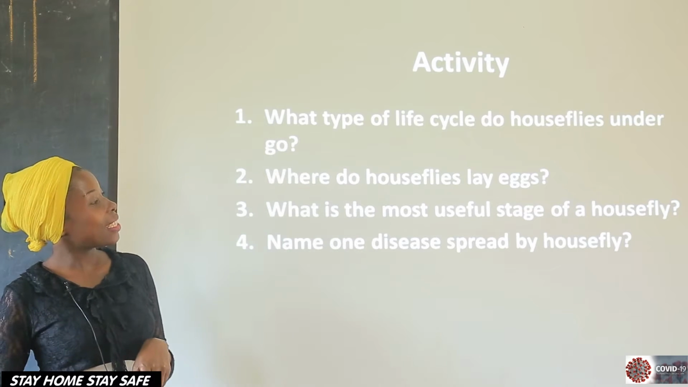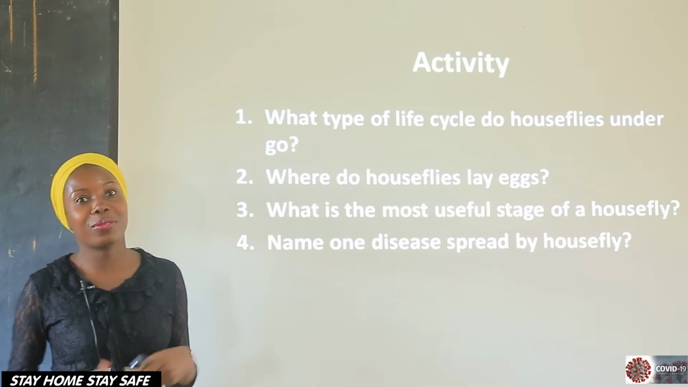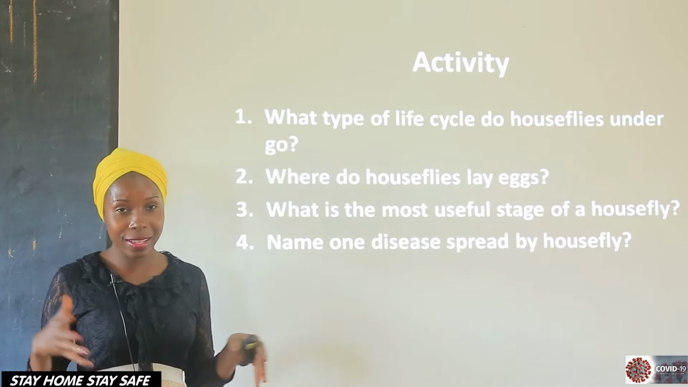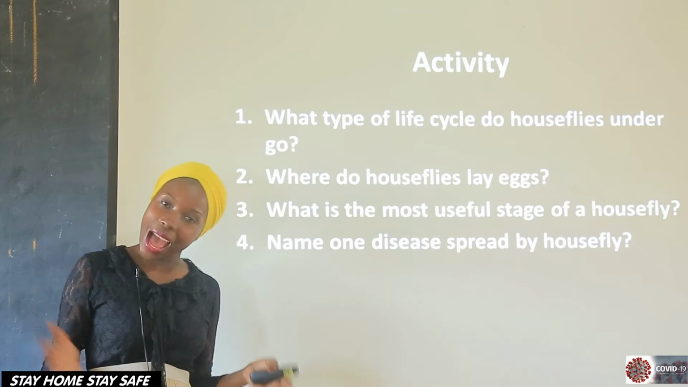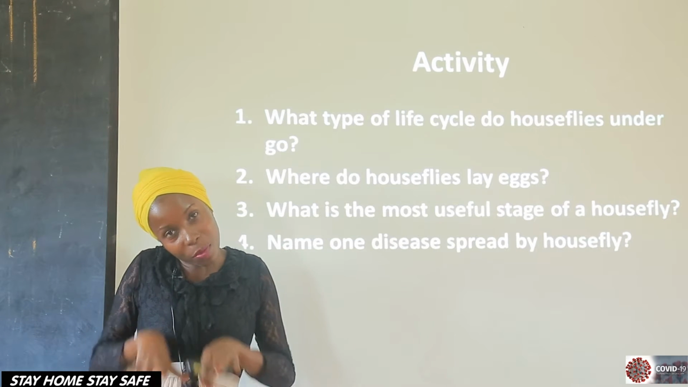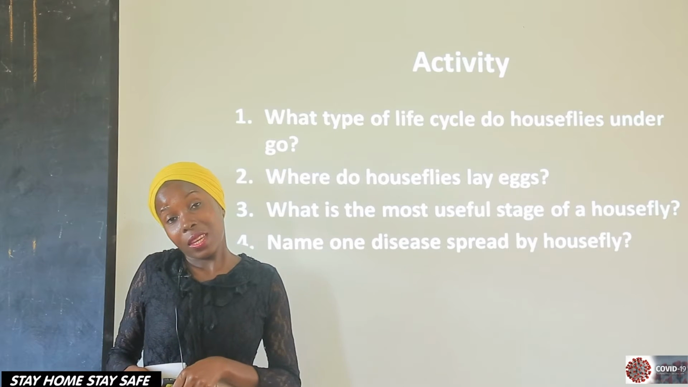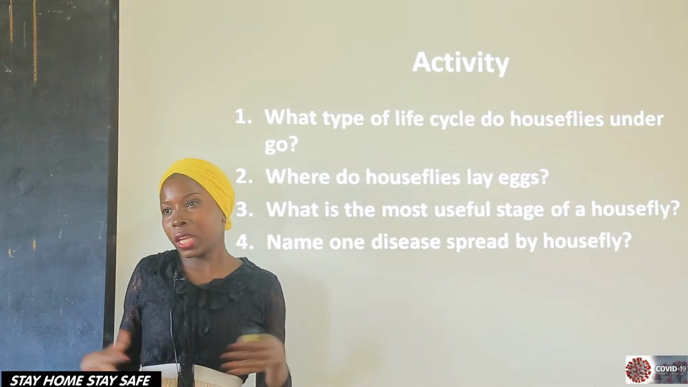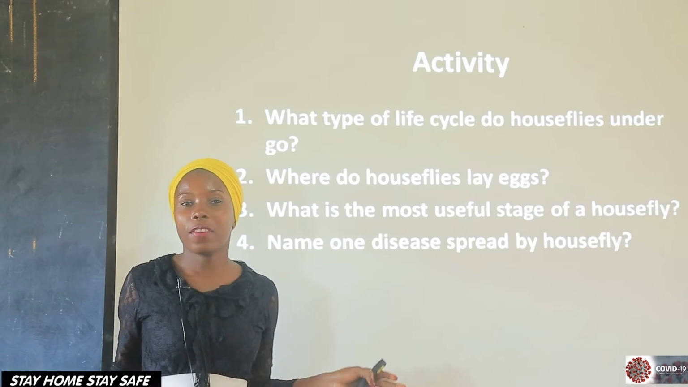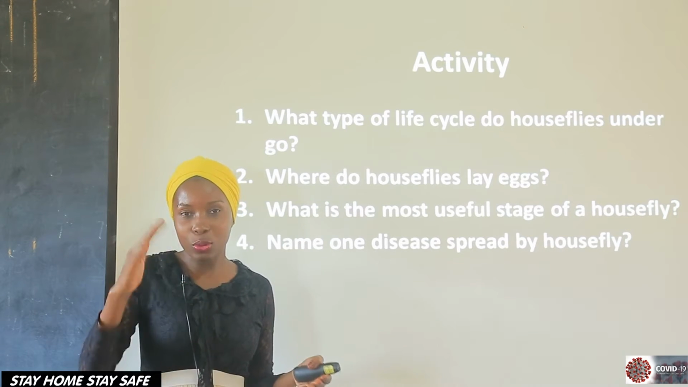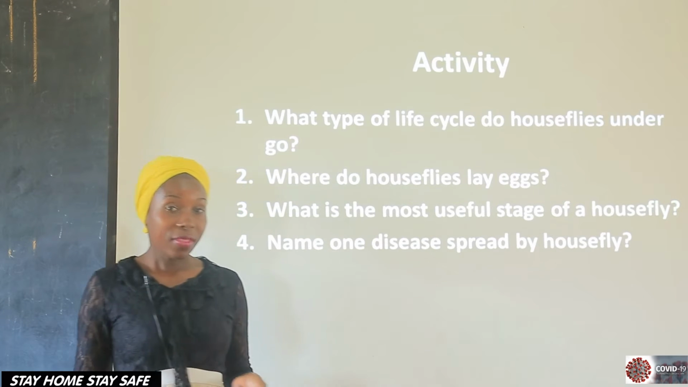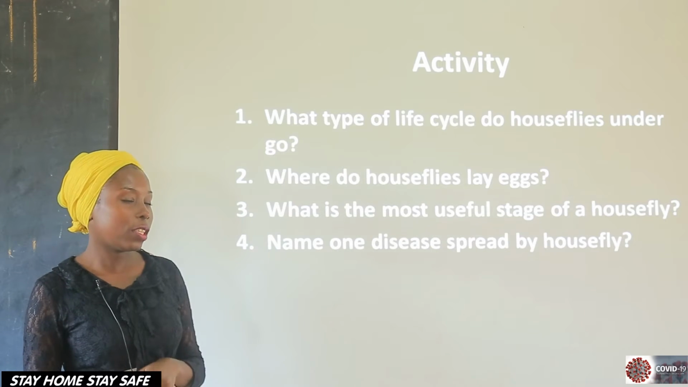Question number 3: what is the most useful stage of a housefly? We said the useful stage of a housefly is the larva, because it eats up the feces and then it ends up reducing the volume of feces in the toilet. In Kampala we normally empty the toilets, and it's very expensive. So you can imagine if the larva stage wasn't there, it would keep piling, and then you'll have to keep emptying. So that's how important the larva stage is.